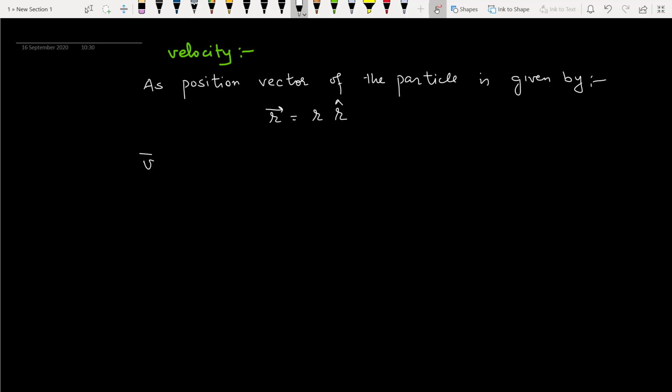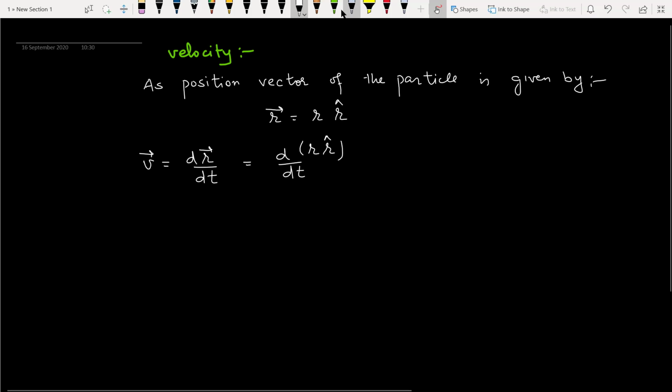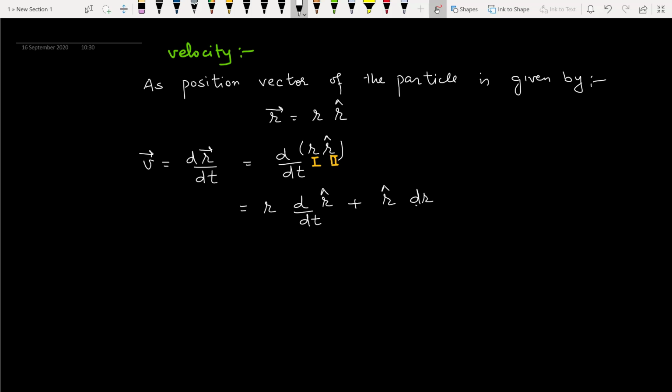As we know that velocity is time rate of change of position vector of the particle. So here we take the derivative. This we take first function, second function. First function as such, derivative of second function as such, derivative of first function. So it is written as r cap dot, it is r cap r dot.